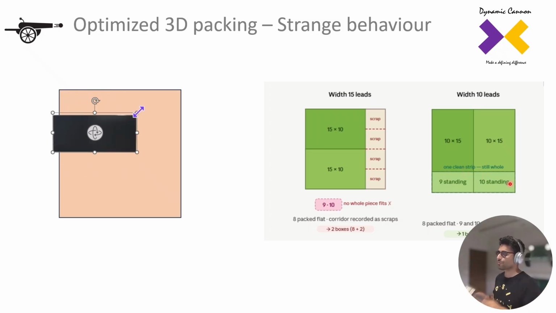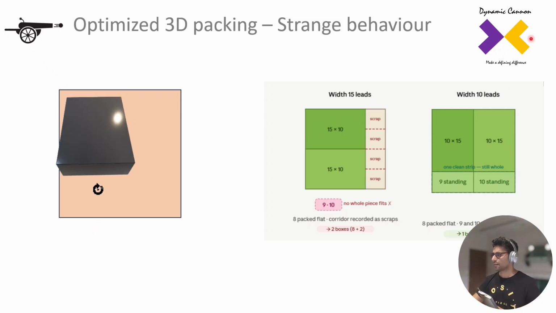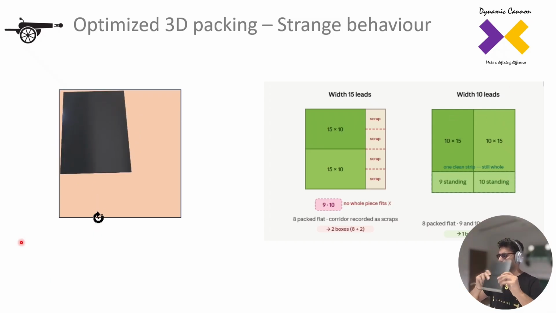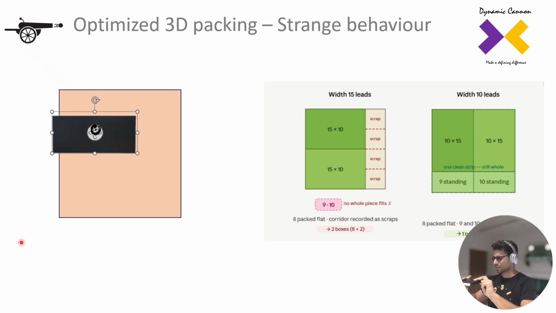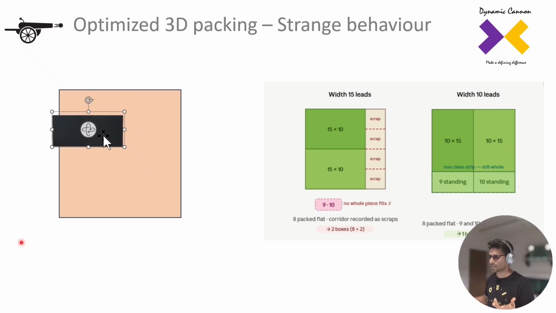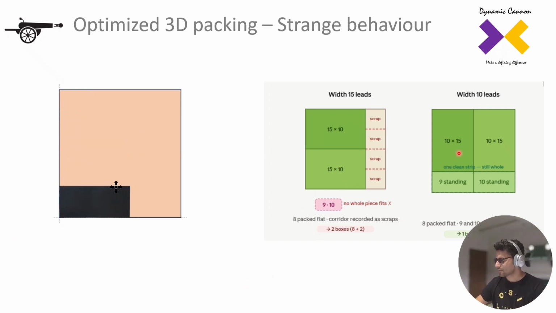So the width 10 scenario is clean because 10 plus 10 is 20. And when you rotate it like this, you end up with eight boxes standing like this and two slabs like this. And that's why it says I can now pack 10 slabs in one box, right?